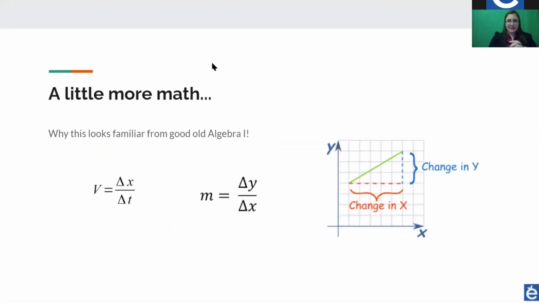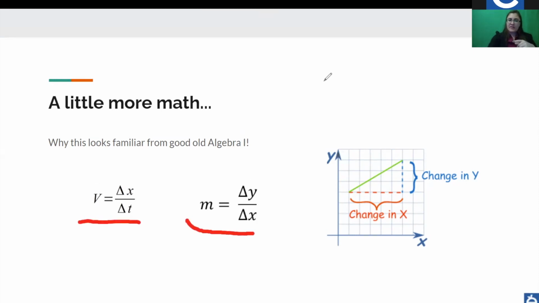Okay, now let's bring this back to algebra. So I just introduced you to this, which should remind you of Algebra 1's slope. Remember how slope was rise over run, the change in y over the change in x? If you have a bigger y and a smaller x, you have a steeper slope, a bigger slope. Same with velocity. If you have a bigger displacement, you're going to have a bigger velocity. If you have a smaller time, you're going to have a bigger velocity.